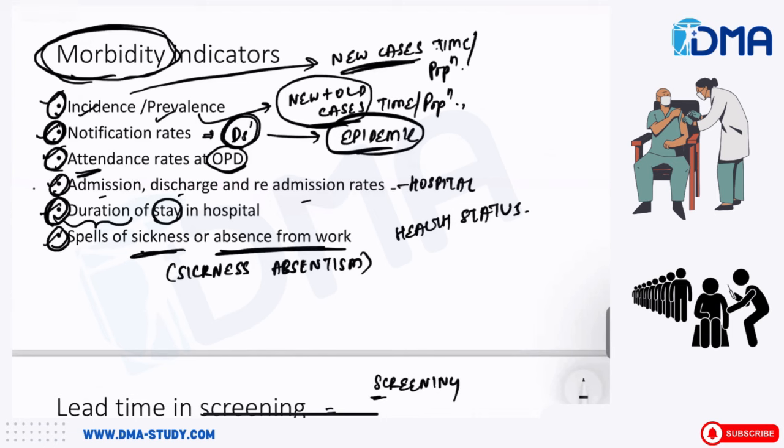Next we have morbidity indicators. Morbidity indicators: incidence or prevalence, notification rates of the disease epidemic. Attendance rates at OPD, admission, discharge, and readmission rates at hospital, duration of stay in hospital, spells of sickness or absence from work. Okay, fine.